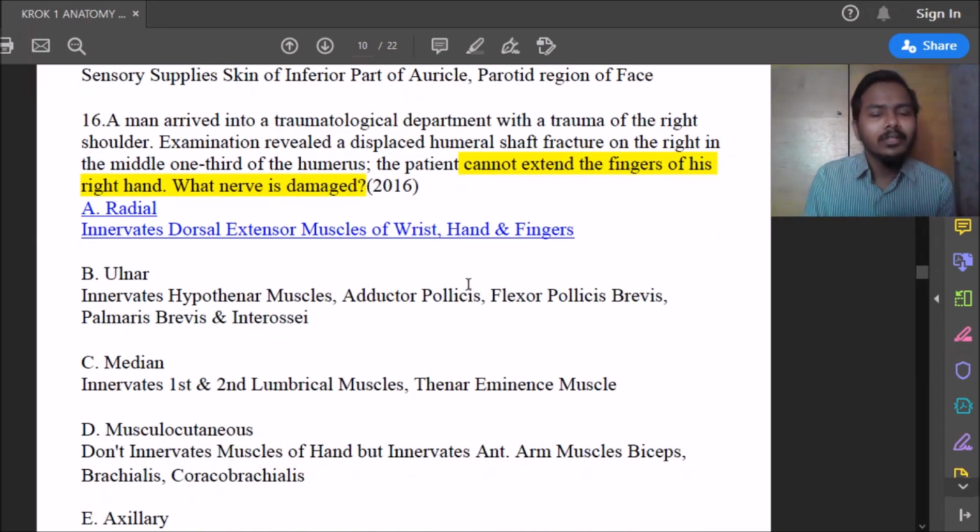A man arrived in a traumatological department with trauma of the right shoulder with a displaced humeral shaft fracture. We have a head and neck, and there is a central part, which we call the shaft. The shaft fracture is in the right one third of the humerus. The patient cannot extend the fingers of his right hand. What nerve is damaged?